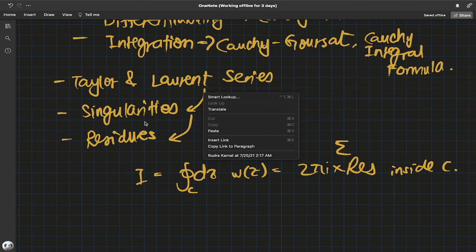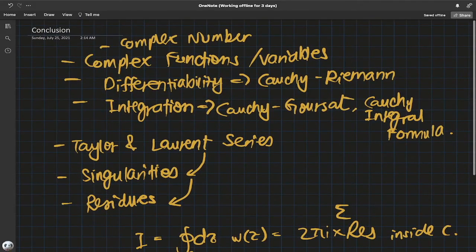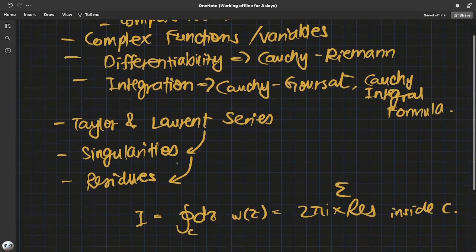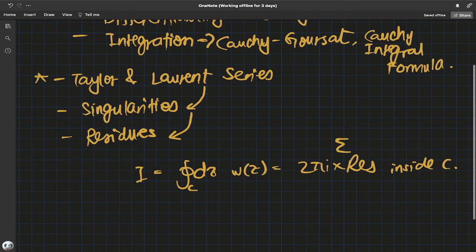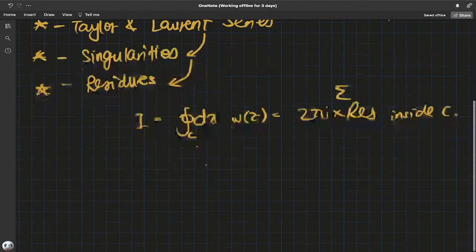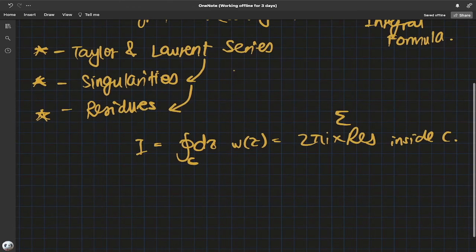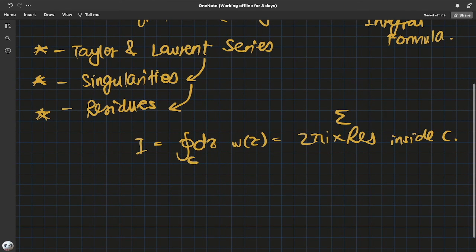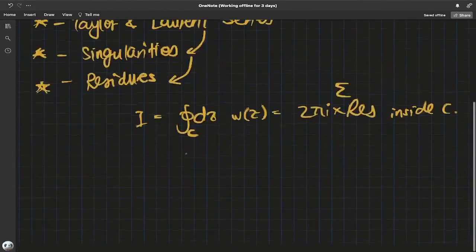So I hope you see the chain of motivations that were going on, especially in the last three things. Once we discuss series and singularities, we could apply both of them by expanding the function in the integral as a Laurent series about the singularity. We reasoned that the only term that remains is the c-1 coefficient times 2 pi i, which we called the residue at that singularity point. So I hope this clears things up and gives you a little more perspective.